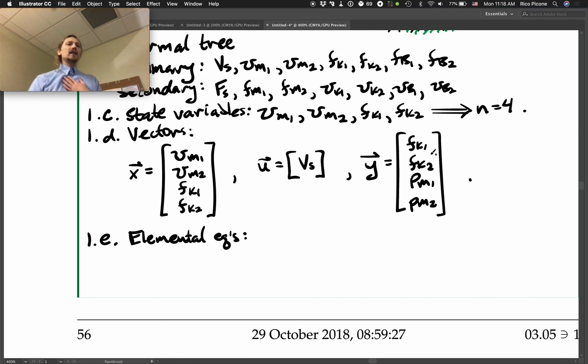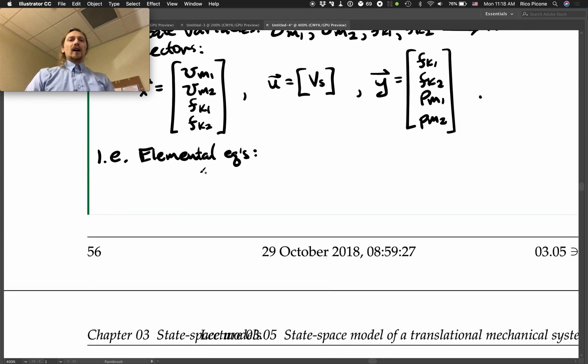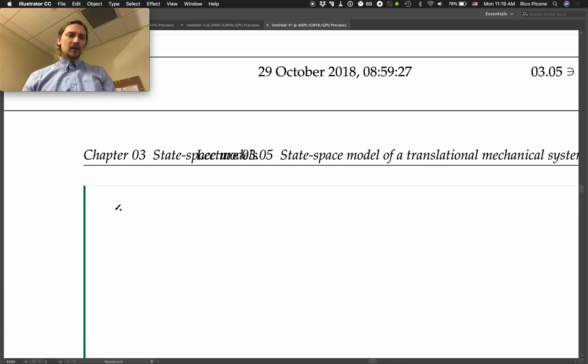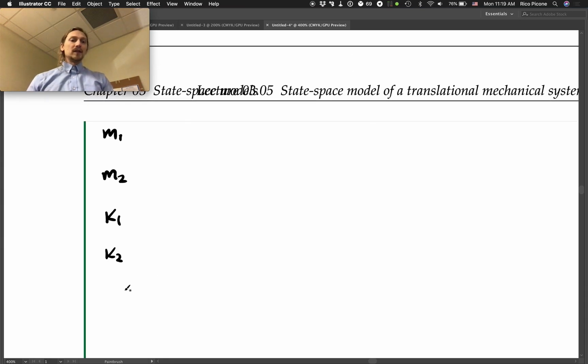As is the convention that I use, but is not necessary to use, I like to order them in the same order as the state vector first, and then afterwards you just throw in whatever you want. So I'll do M1, M2, K1, K2. And then the other 2 elements are the dampers, right? So B1 and B2.